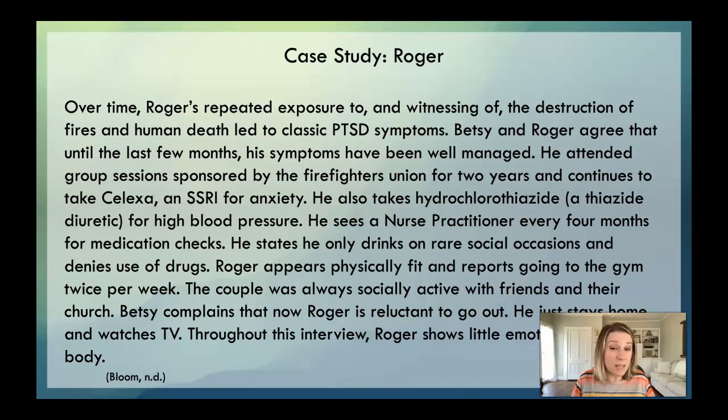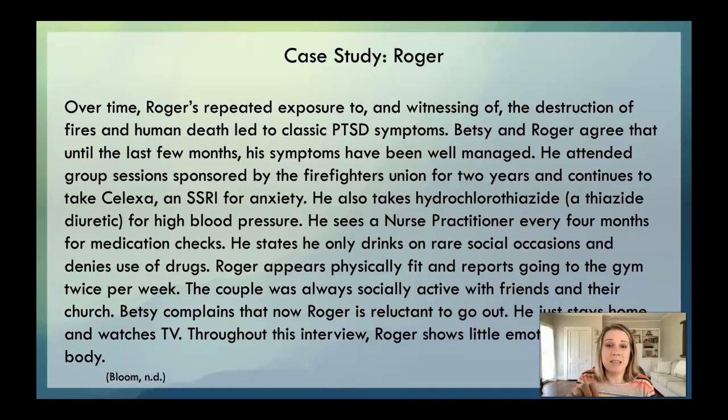Roger appears physically fit and he reports going to the gym twice per week. The couple was always socially active with friends in their church. Betsy complains that now, though, Roger is reluctant to go out. He just stays home and watches TV. Throughout this interview, Roger shows little emotion in his face or in his body.